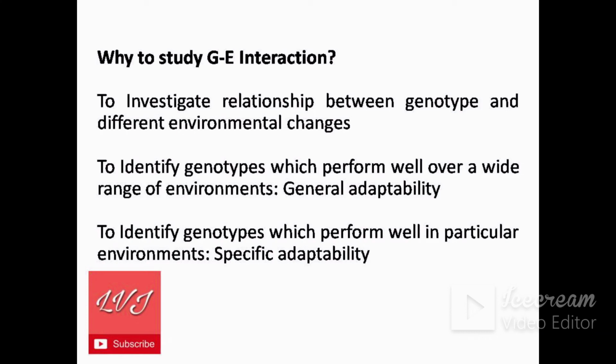And the third reason for studying genotype interaction is to identify genotypes which perform well in a particular environment, for specific adaptability. Suppose we are planning to develop a breed or animals in a particular location, in some desert area or in some very humid area, for a very humid climate or for a very hot climate. In that condition, for specific adaptability, we will have to identify genotypes which perform well in that particular environment.